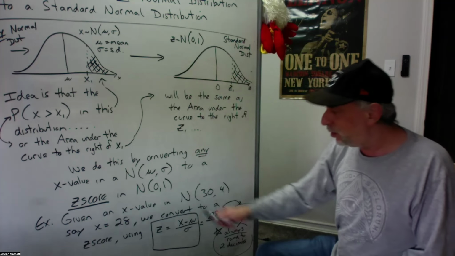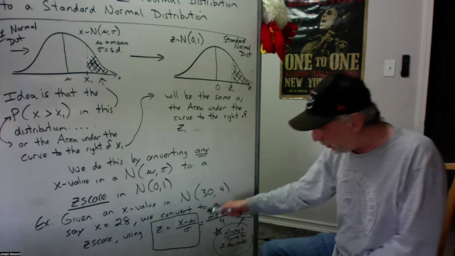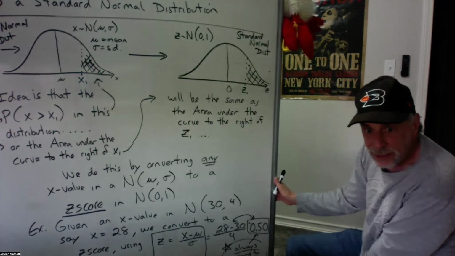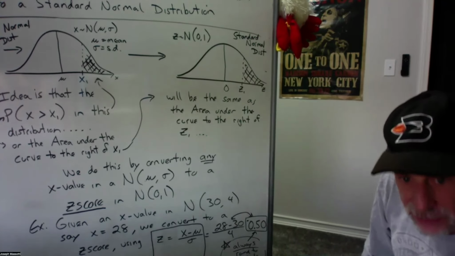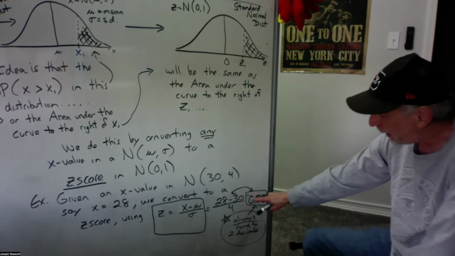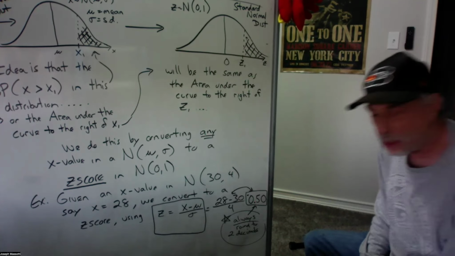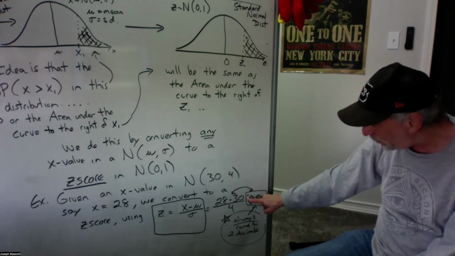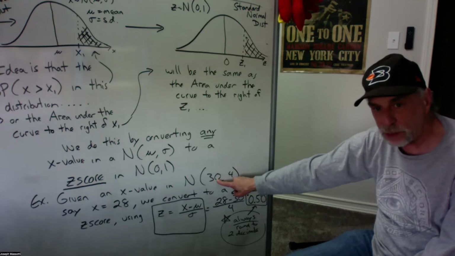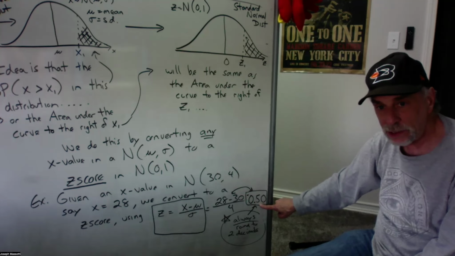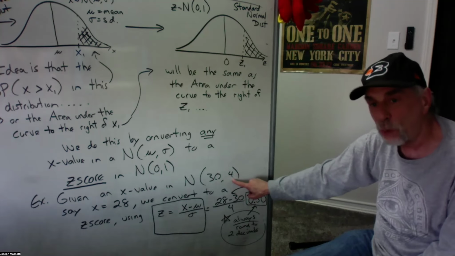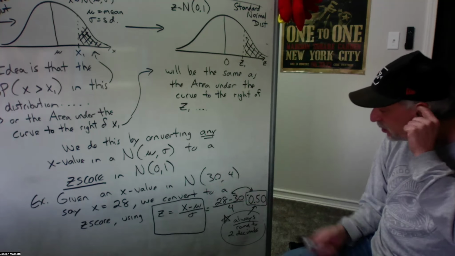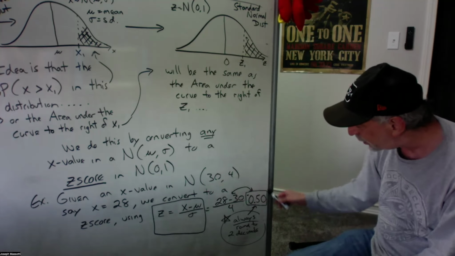So when we look at 28 in this distribution, we see 28 minus the mean divided by the standard deviation gives us negative 2 over 4, or negative 0.5. What that tells us is that 28 is below the mean, which we see. 28 is below the mean by half a standard deviation. Half of 4 is 2, so 28 is 2 less than the mean in that original distribution. So that's what the z value tells you.